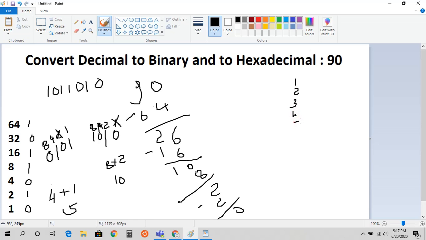4, 5, 6, 7, 8, 9, and there is no 10, so it's A, equal to 10, and B equal to 11. That's how it starts. Since we have 10, we can represent it as A. So the hexadecimal is 5A.